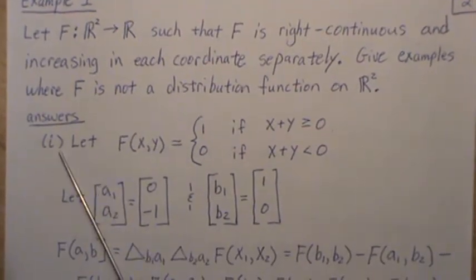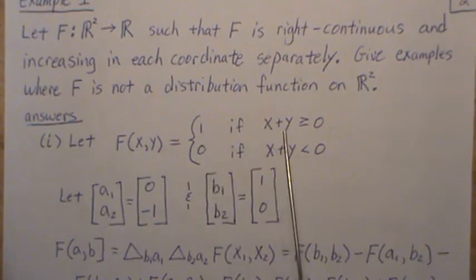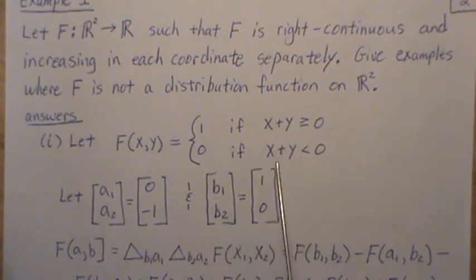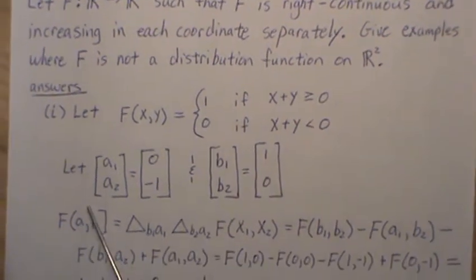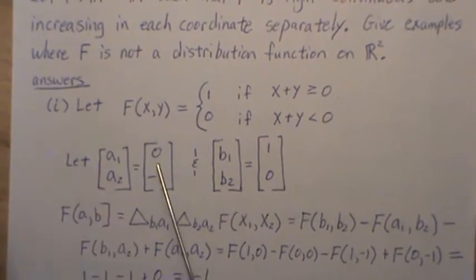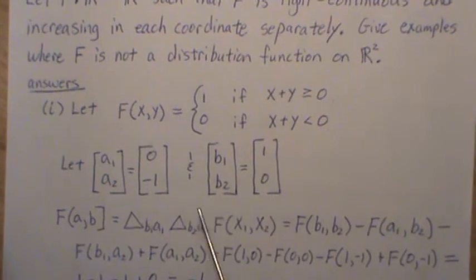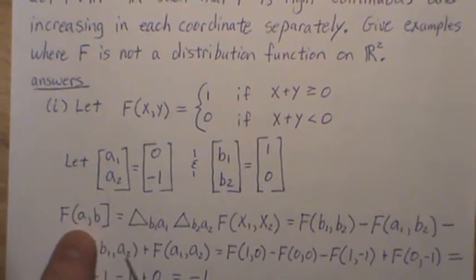So first one, if we let f of x, y equal 1 if x plus y is greater than or equal to 0, and 0 if x plus y is less than 0. And let's let the 2 points, a and b, be this: first component 0, minus 1, and then 1, 0. So then let's calculate this measure.